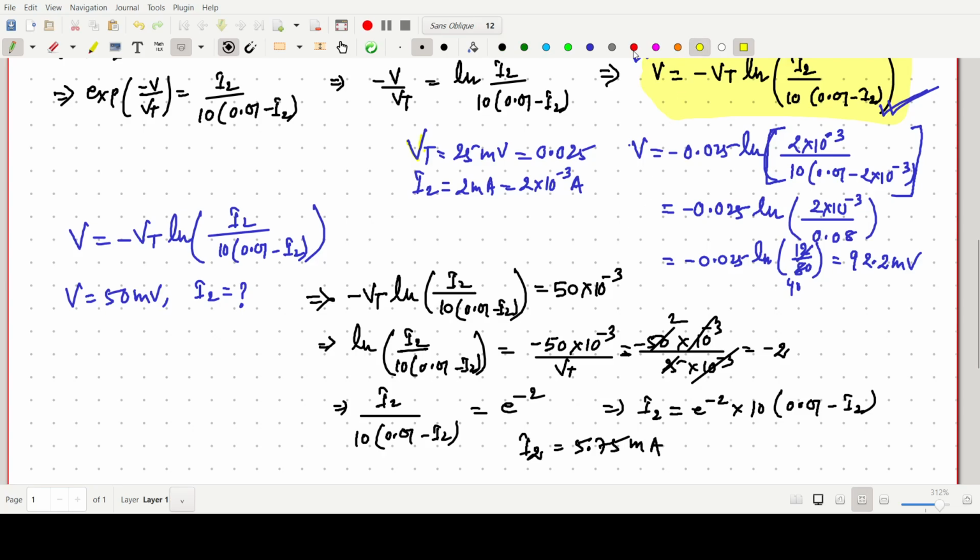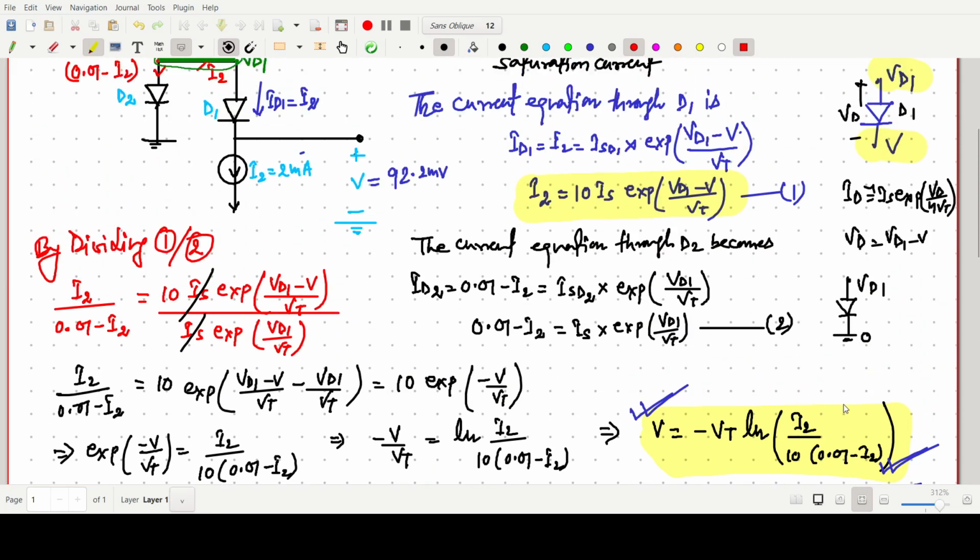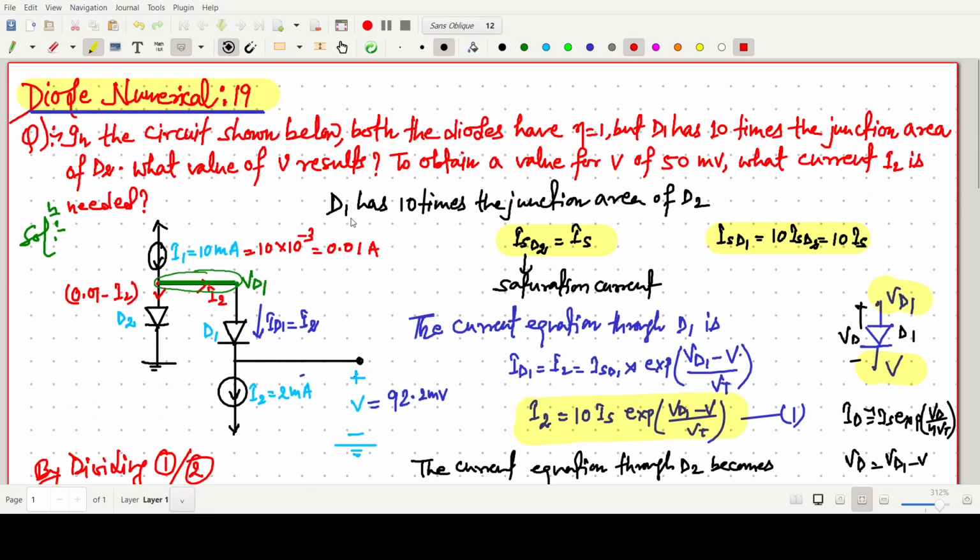Okay, it can be easily solved. But the main thing is your expression, this expression that we have found. So like that we can solve. This one is a little bit tricky in the very first step, because D1 has a junction area 10 times that of D2, so that thing we have to take care of. Saturation current of diode D2 will be say Is, so D1 will be 10 times of Is. So like that we can find.